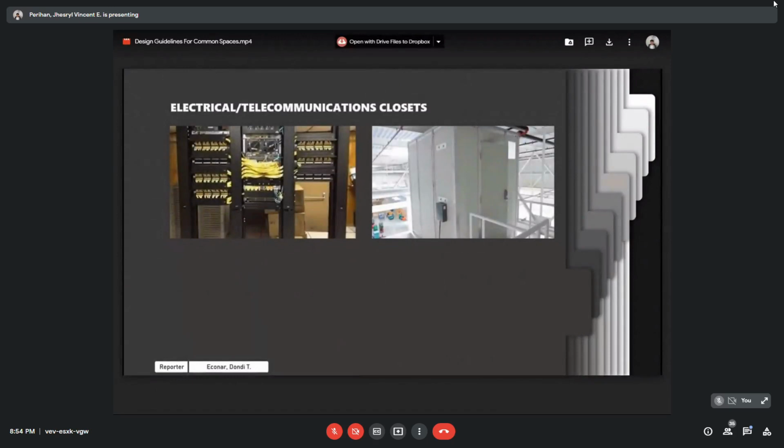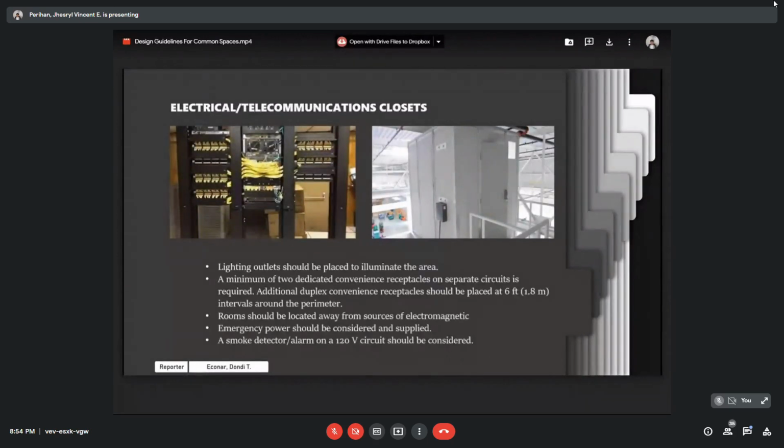Last but not least, the electrical telecommunications closet areas. Lighting outlets should be placed to illuminate the area. A minimum of 2 dedicated convenience receptacles on separate circuits is required. Additional duplex convenience receptacles should be placed at 6 feet or 1.8 meter intervals around the perimeter.